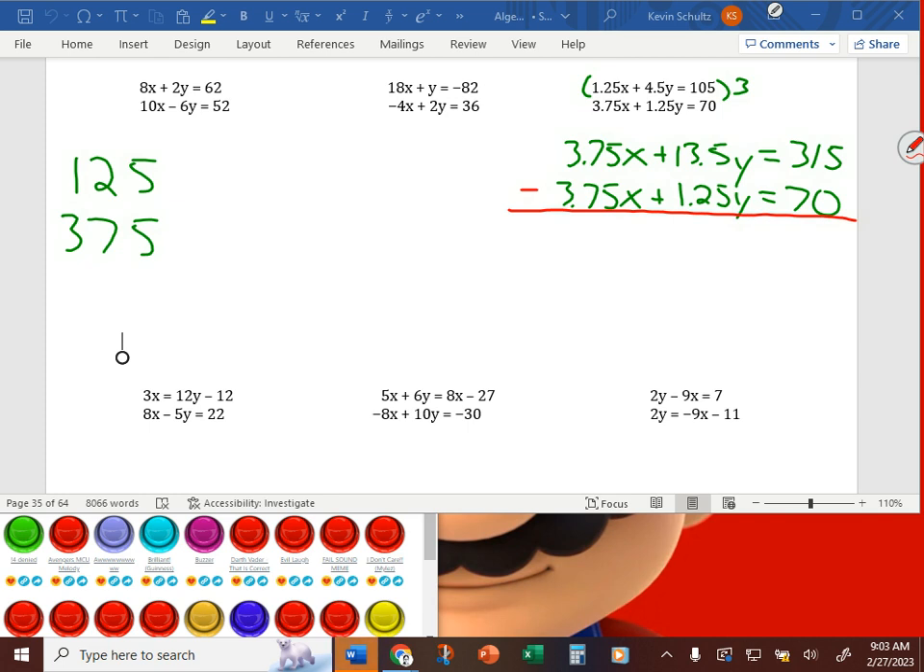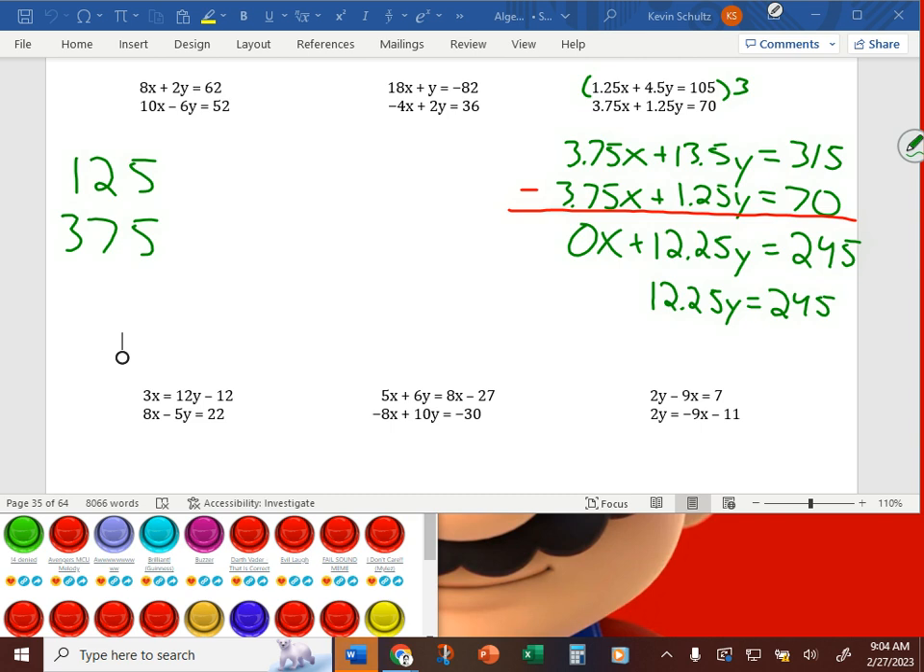3.75 minus 3.75 is 0. We've got our 0x. 13.5 minus 1.25. 13.50 minus 1.25 gives 12.25y, and 315 minus 70 is 245. Because we've got 0x, we've now eliminated it. So this is just the same as 12.25y equals 245.